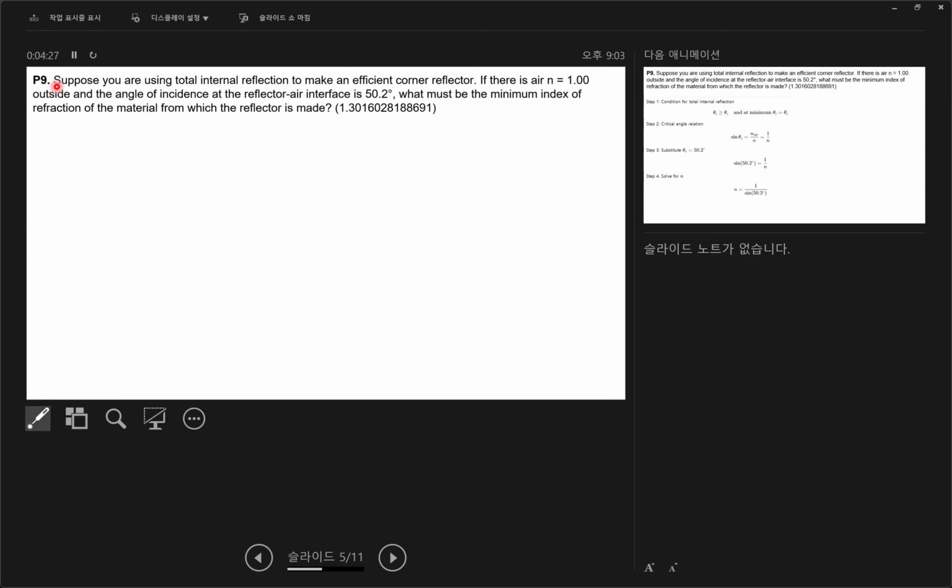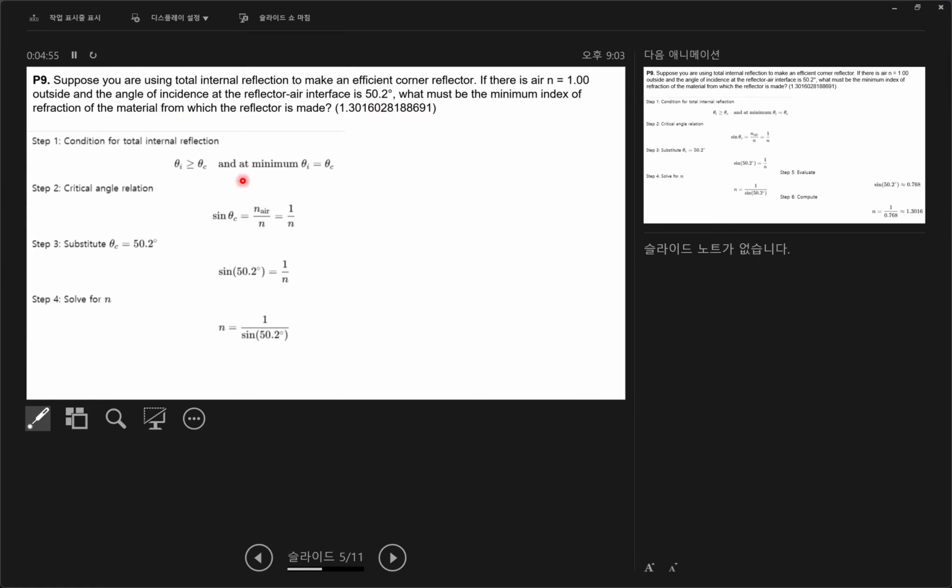And problem 9, suppose we are using total internal reflection to make an efficient corner reflector. If there is air with n equal to 1 outside and the angle of incidence at the reflector-air interface is 50.2 degrees, what must be the minimum index of refraction of the material from which the reflector is made?